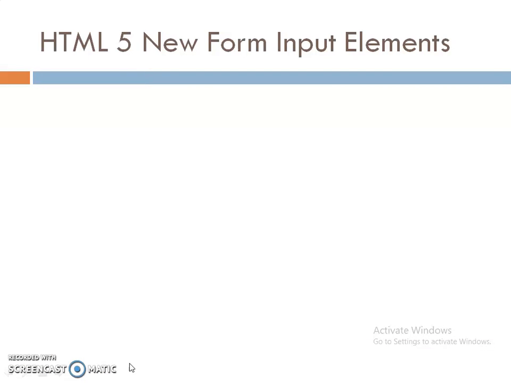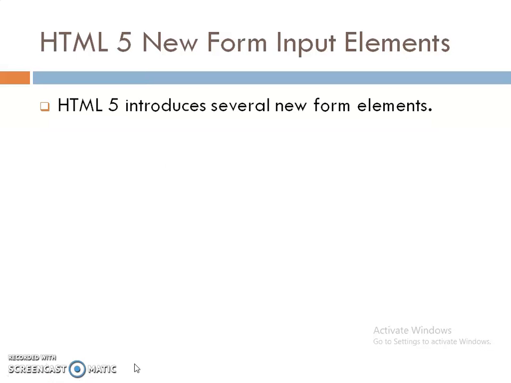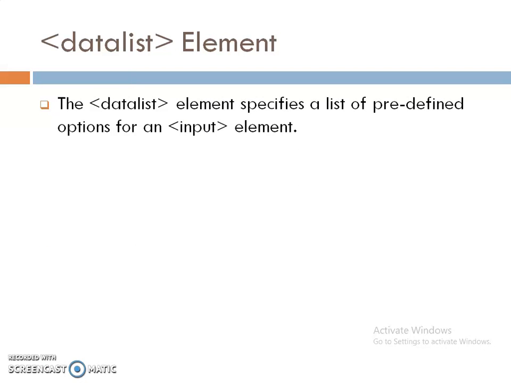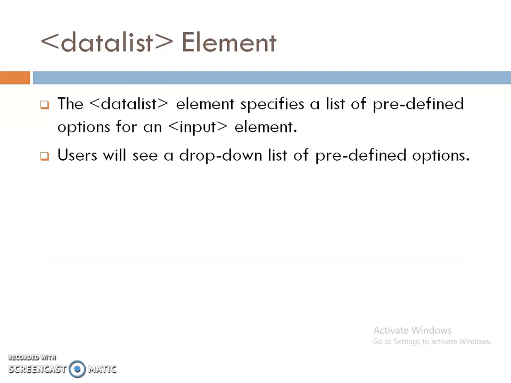Now our next topic is HTML5 new form input elements. There are several types of new form elements like datalist, keygen, and output. First, we will discuss the datalist element. The datalist element specifies a list of predefined options for an input element, and the user will see a drop-down list of the predefined options.